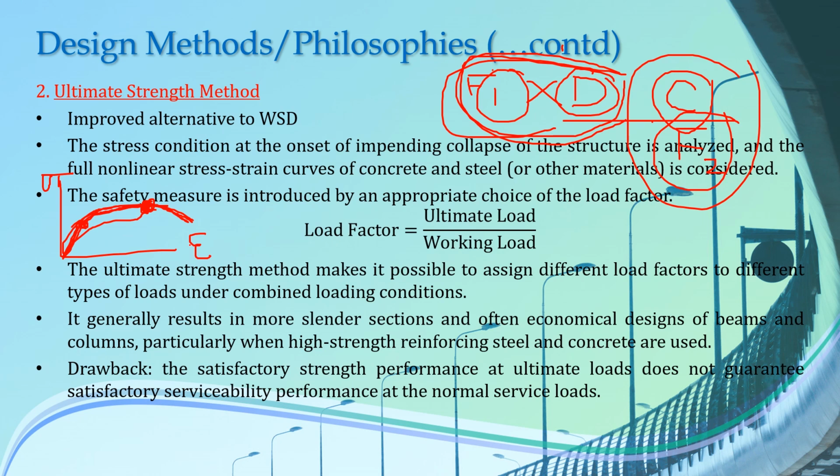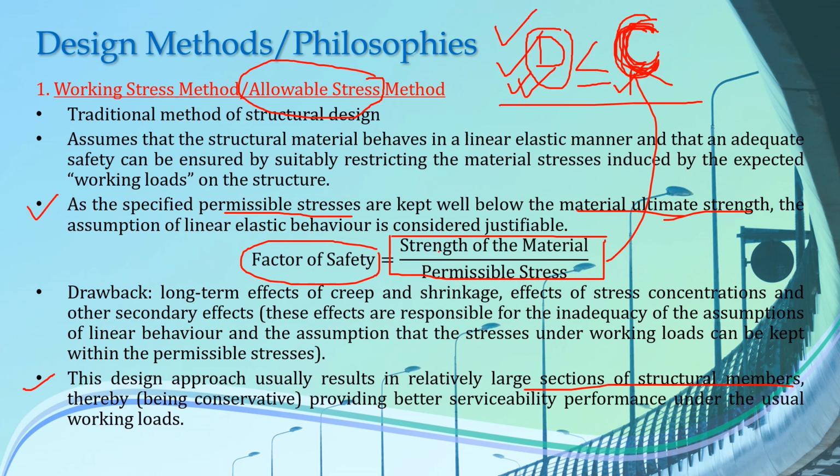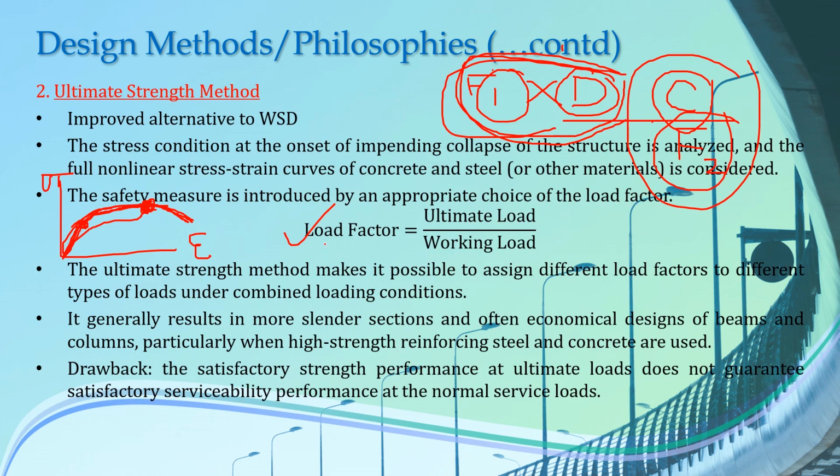So the safety measure is introduced by an appropriate choice of load factor here. In the previous slide, we saw a factor of safety given by the ratio of strength of material to permissible stress. In ultimate strength method, we have the load factor, which is the ratio of ultimate load over working load. So this value of load factor may usually range between 1.2 to 2.